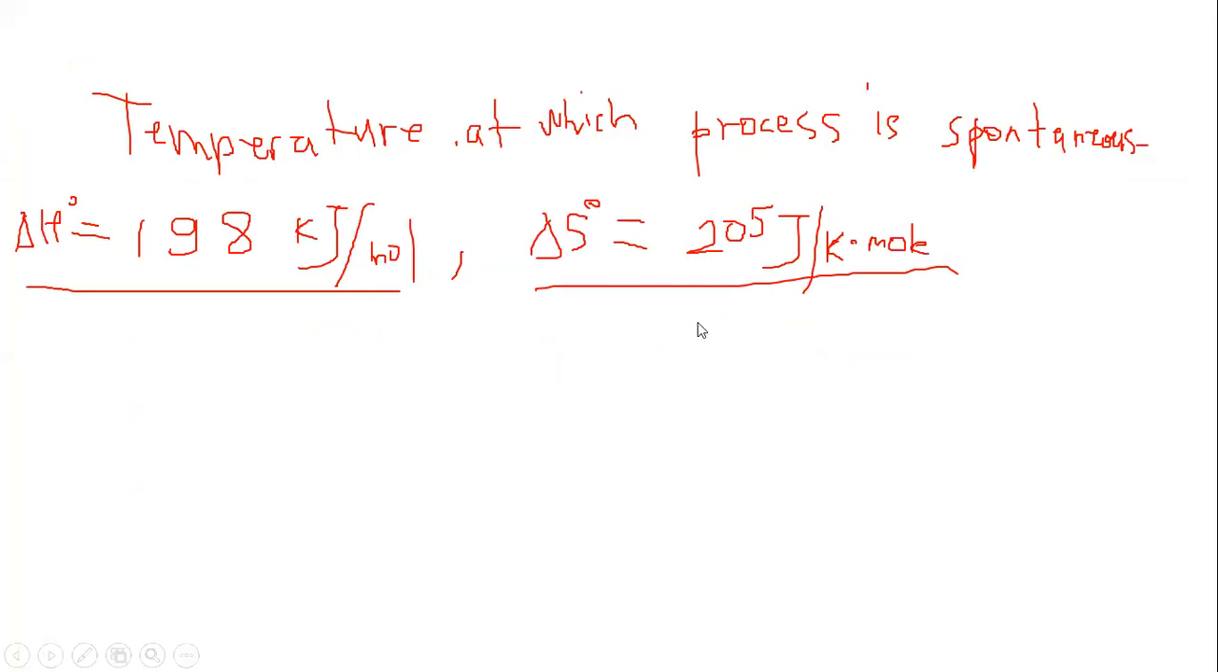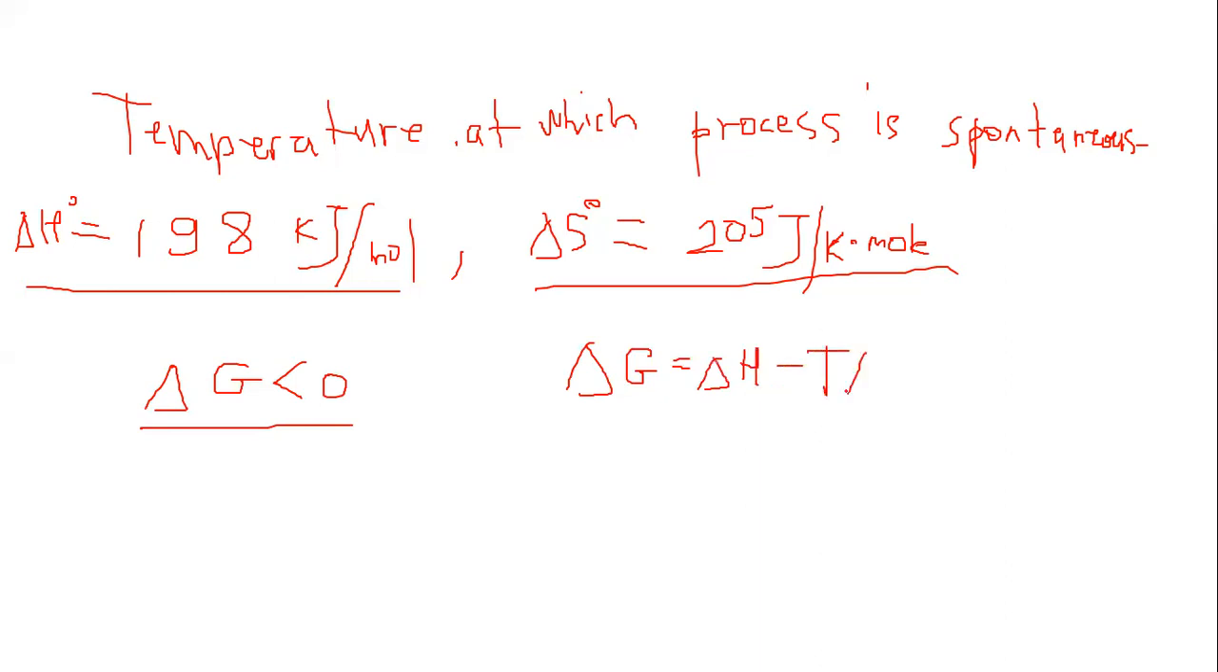So if you have delta G less than zero, this is what we need to achieve in order to make a process spontaneous. So how do we find it out now? We can use that equation: delta G is delta H minus T delta S. But firstly, we have to find the temperature.